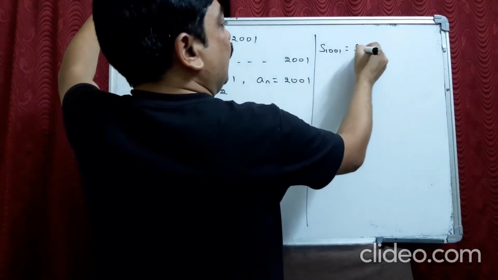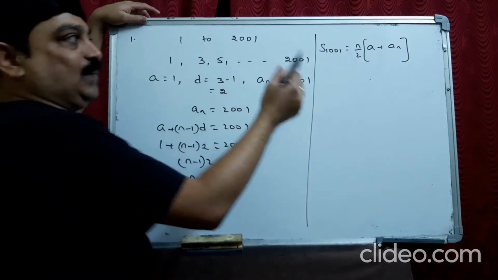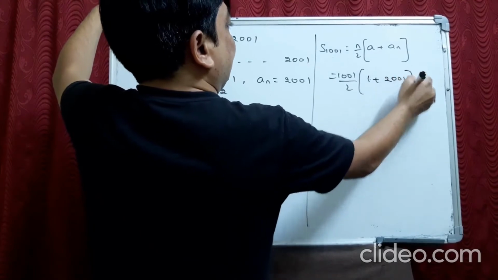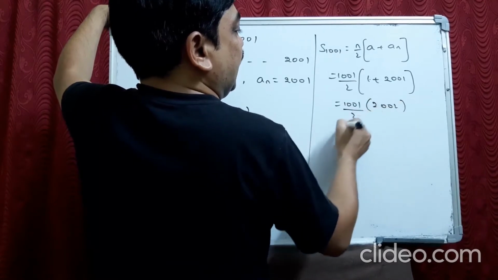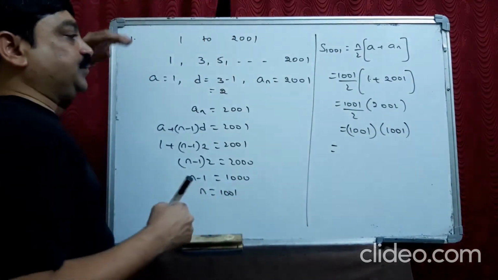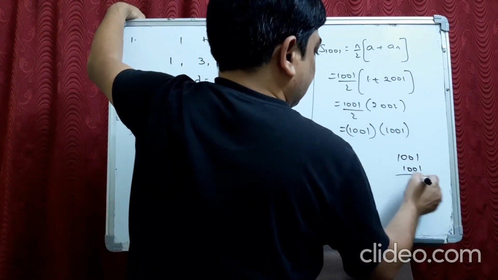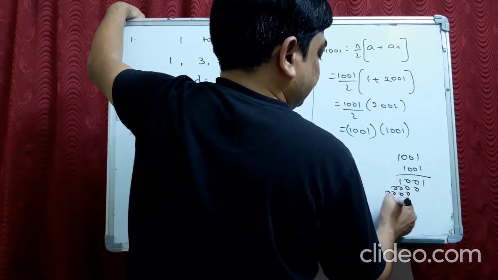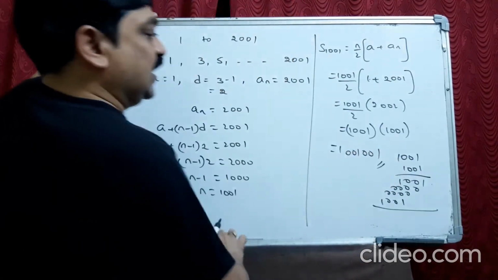According to the formula, n by 2 of a plus an. Shall we use this because we have the first term and also the last term? What is n here? 1001 by 2, into a plus an, 2001, so it becomes 1001 by 2 into 2002. If I cancel this, it becomes 1001 into 1001. Let us multiply this: 1001001. This is the answer.